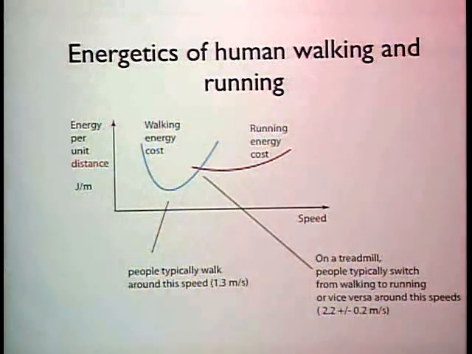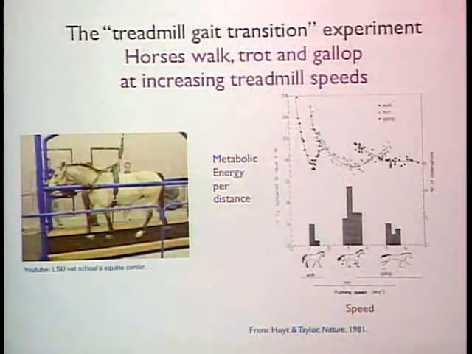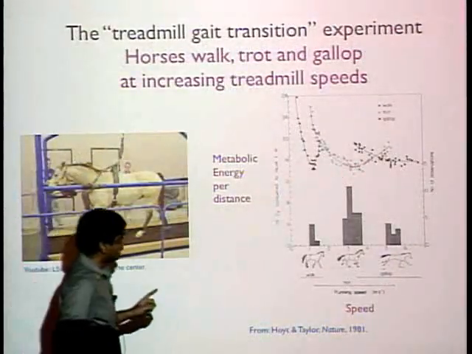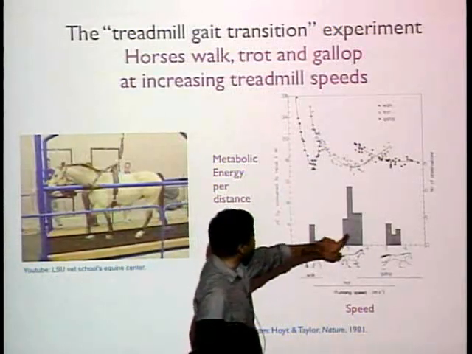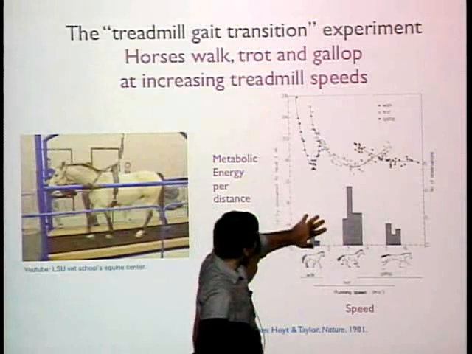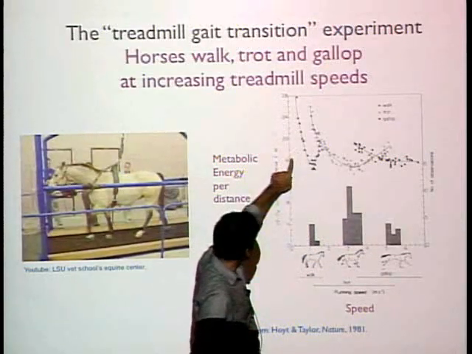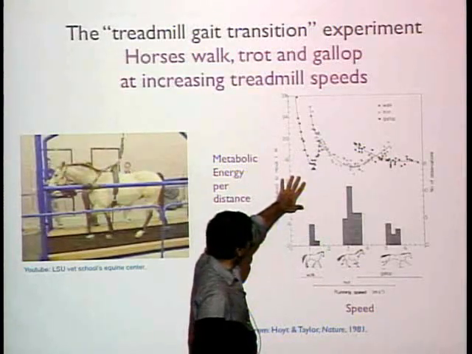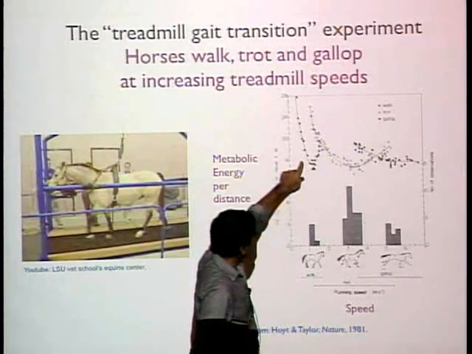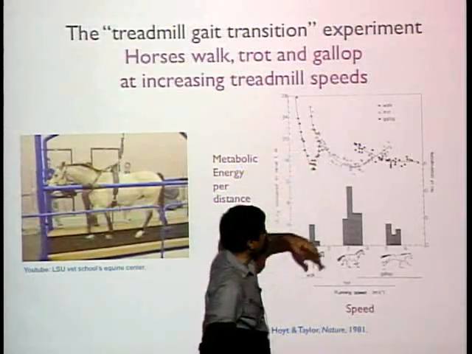Just to back up very slightly, on the horse slide that I had, there were these black block-looking things. And what are those things? I didn't really talk about those. So these guys, Hart and Taylor, in a classic paper in Nature 30 years ago now, came up with these curves for explaining gait transition.